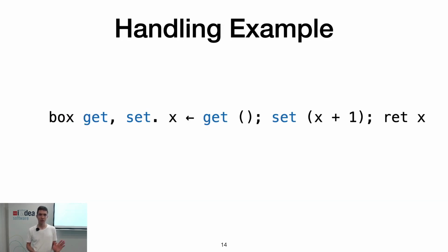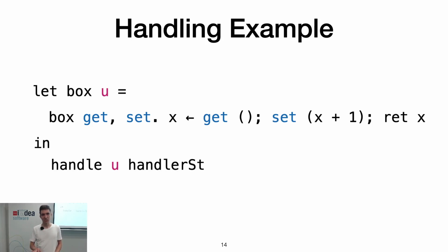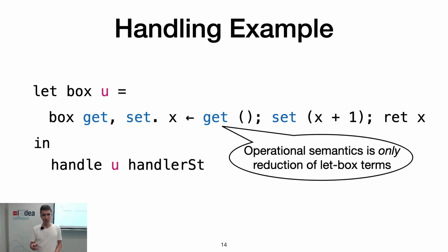But let me show you an example of how handling works. So remember the Tinker program, we put a box around it so it becomes a box term of a box type. We eliminate it with letBox. We bind it to a variable u. Next thing we do is we apply handling to it. We use some handler for state on that variable. Remember that the only beta reduction that we have is the letBox contraction. So that's the only thing we can do in this program. We cannot reduce handling right away.